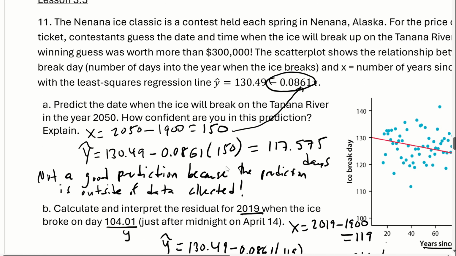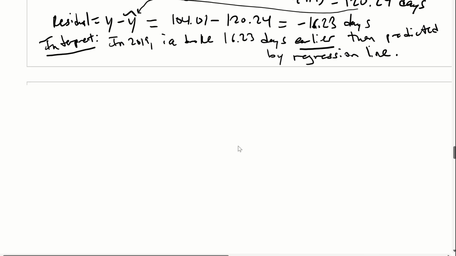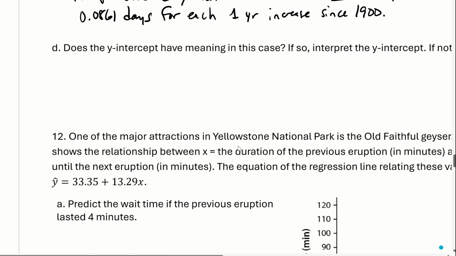The y-intercept is 130.49. Does the y-intercept have meaning in this case? The y-intercept is when x equals 0. So when x equals 0, that means that the year is 1900, right? So yes, it does have meaning.